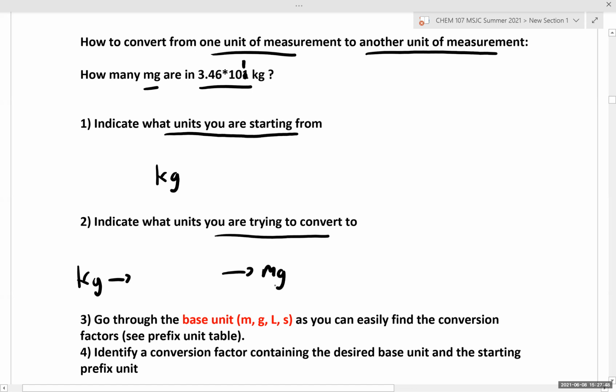And I always tell students, it's difficult to go directly from prefix to prefix units. It's very error prone unless you're experienced. So instead, because we know that we can go to the base unit quite easily, it's easy to go through the base unit when doing these prefix to prefix conversions. The conversion factors are easy to write from the table, and it's easy to do these kinds of stepwise conversions if you go through the base unit.